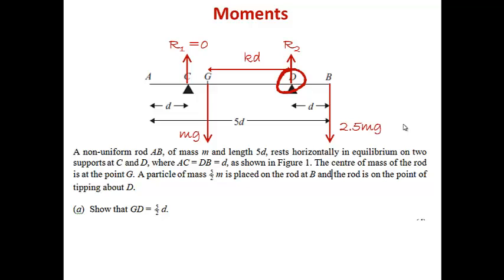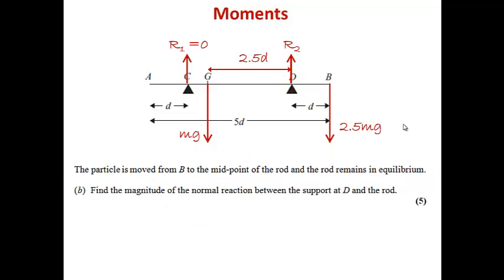So we take moments about D, we get GD times mg, the mass of the rod, and that's got to balance with d times 2.5 mg, which is the mass of the particle at the point B. So from this it's clear that GD equals 5 over 2 d. Let's look at the second part of the question.